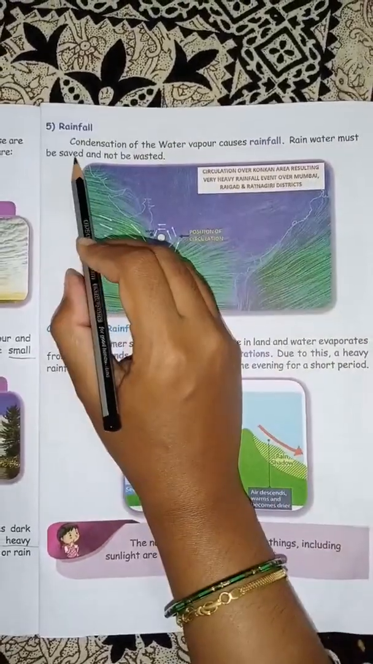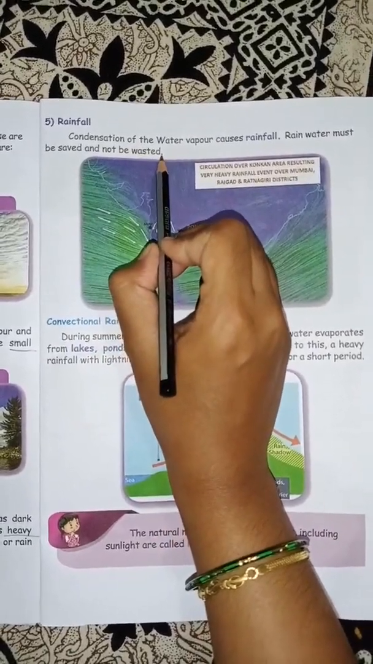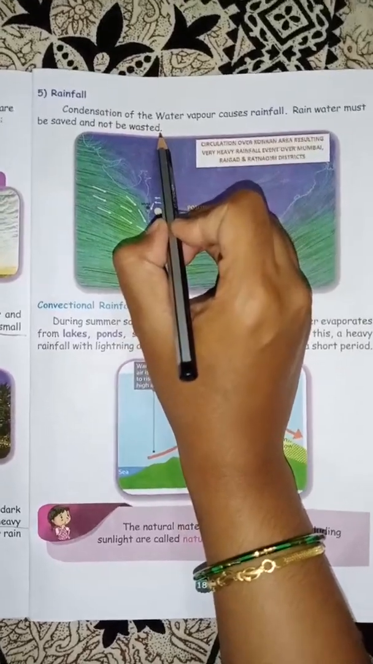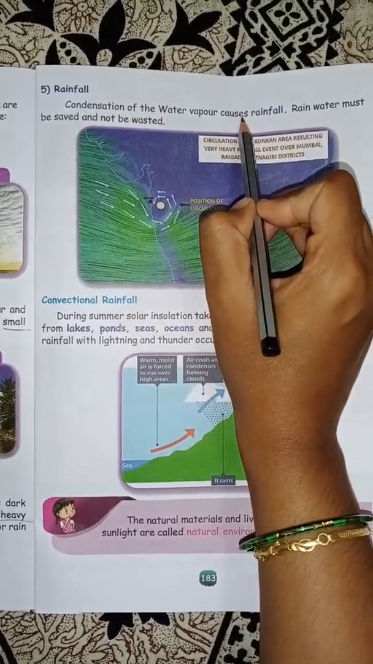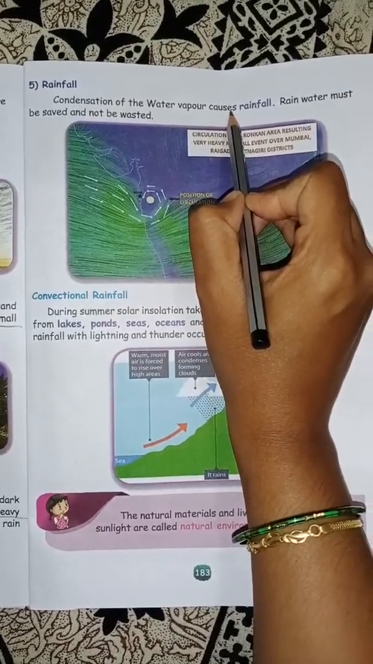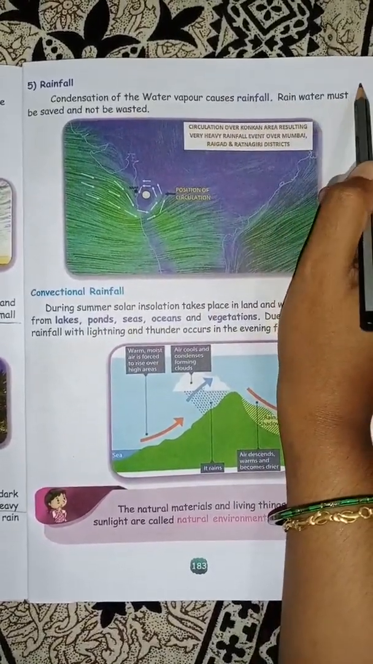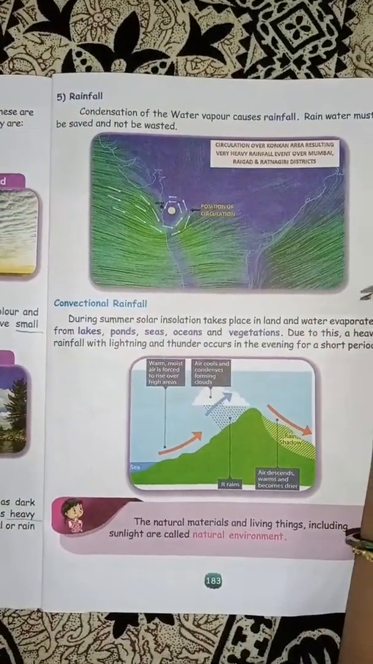Rainwater must be saved and not be wasted. So, we should save the rainwater. We should not waste the rainwater. So, which causes the rainfall, children? The condensation of the water vapor causes the rainfall. The rainwater must be saved. We should not waste the rainwater.